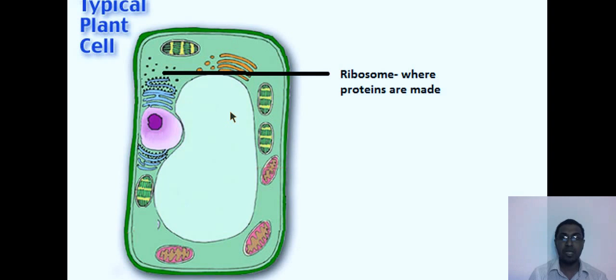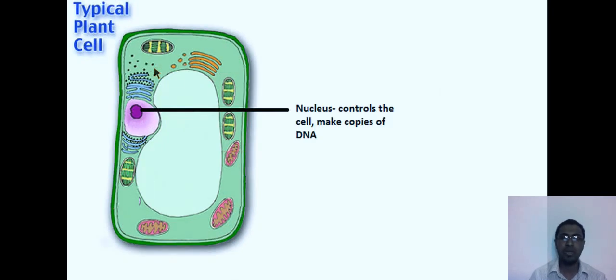The next structure we're going to look at is the ribosome. The ribosomes are identified by small dots in the diagrams, and they are the organelles where proteins are being synthesized or are being made. Anything that's related to protein should be connected to the ribosome. Then we have both cells containing the nucleus, and the nucleus is the brain of the cell. It controls everything, and it is where the genetic material of the cell are held. They also make copies of DNA.